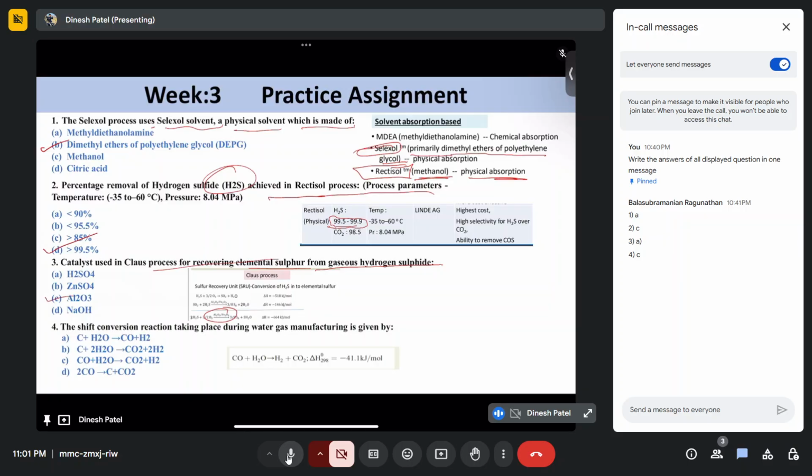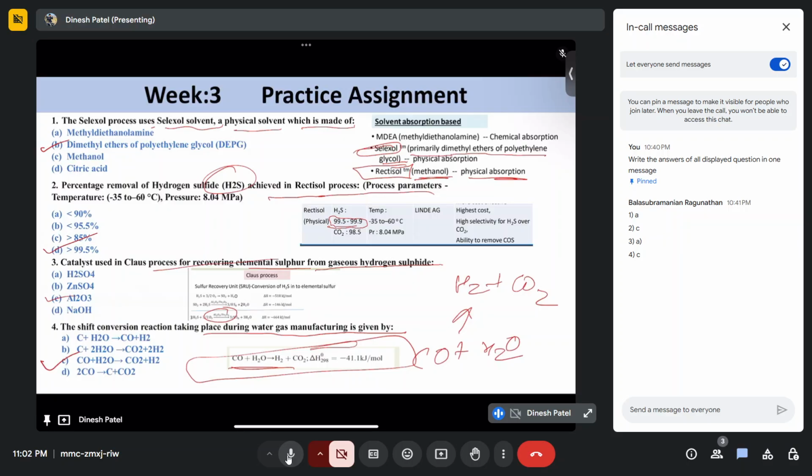Next question was the shift conversion reaction taking place during gas manufacturing. This is the water gas shift reaction, in which basically CO plus H2O produces H2 plus CO2. So the correct answer is C. This is the water gas shift reaction.